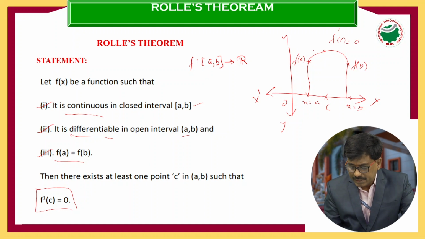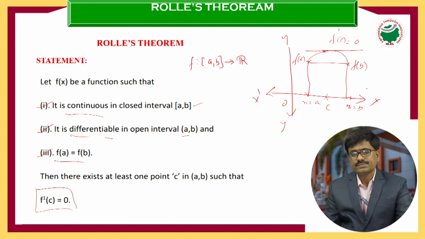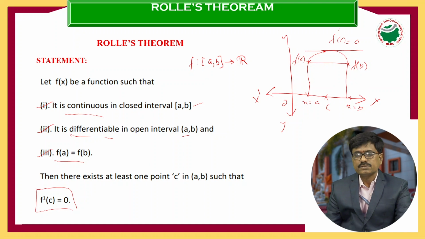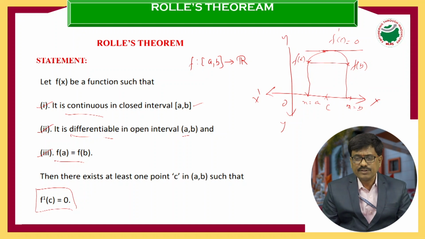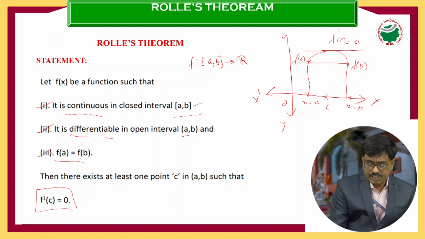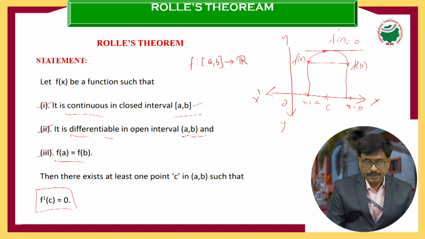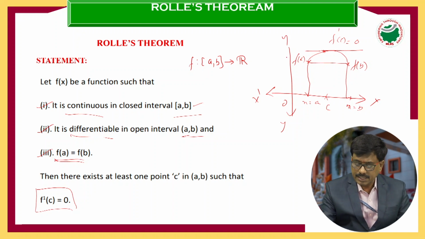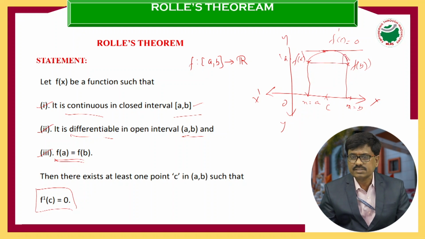At this particular point, I can draw a tangent. This tangent is parallel to the chord, and also parallel to the x-axis. This is the geometrical representation of Rolle's theorem. What is the statement? f is a function defined from the closed interval [a, b] to R, continuous in [a, b], differentiable in the open interval (a, b), and the points (a, f(a)) and (b, f(b)) have equal values.